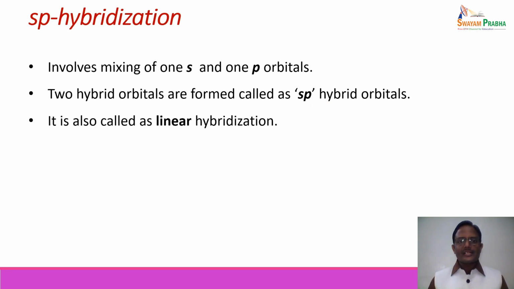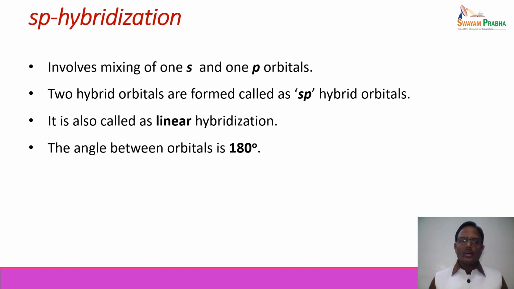It is also called linear hybridization because these orbitals are arranged in a linear manner, and the angle between the orbitals is exactly 180 degrees. So this is the sp type of hybridization. Consider an example.